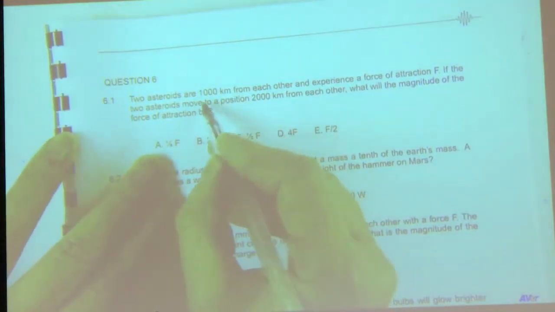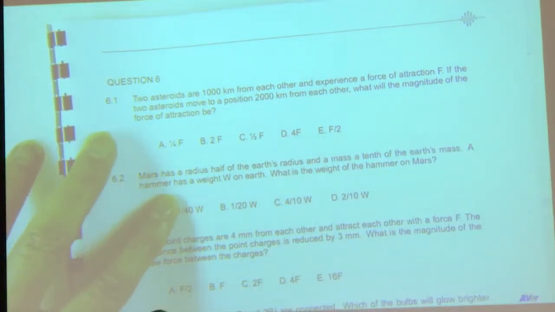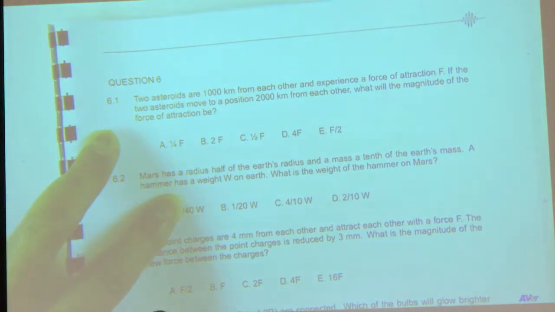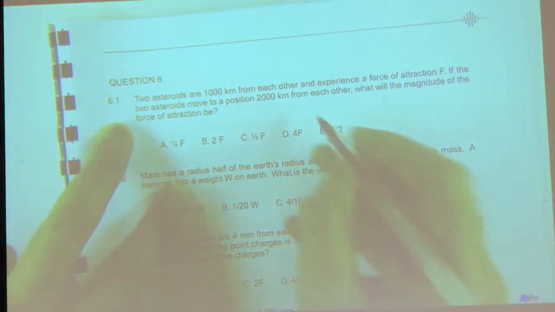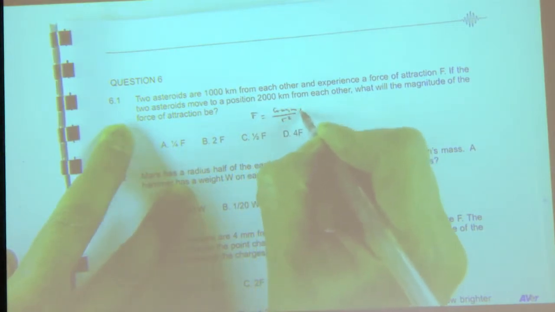Right, so the question said 2 asteroids are 100 kilometers from each other and experience a force F. That should tell you what we're working with, eh? It's the universal rule once again. So I'm looking at F equals G M M over R squared, or M1 M2 if you want to.